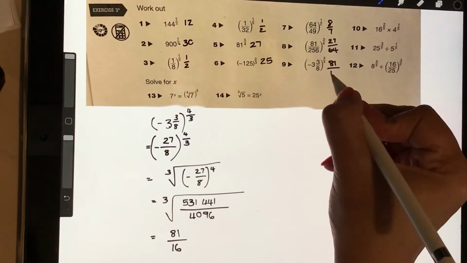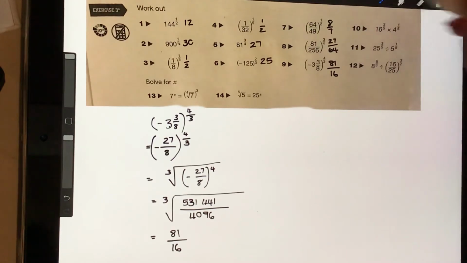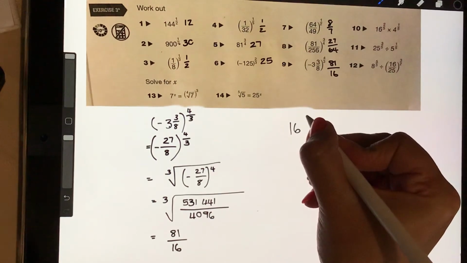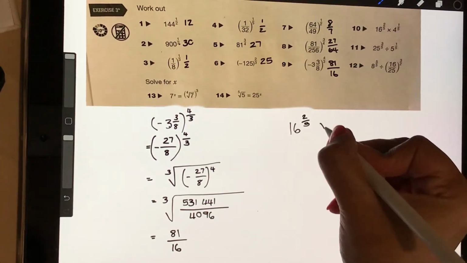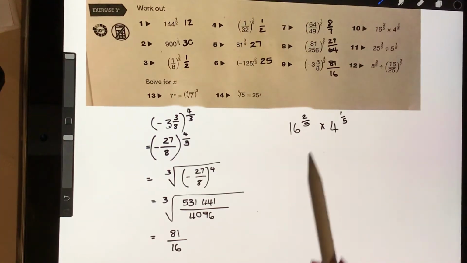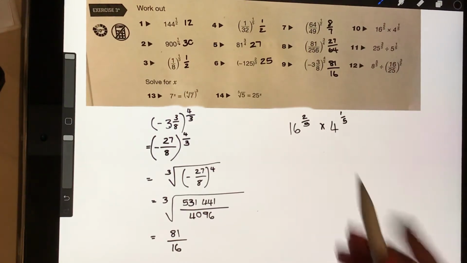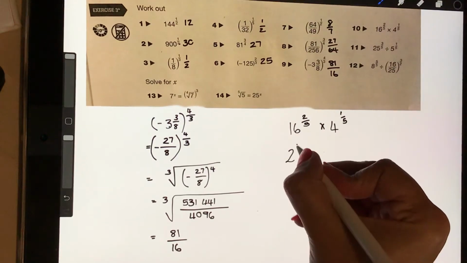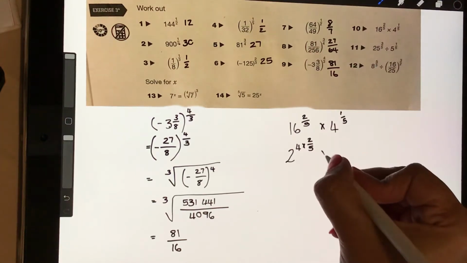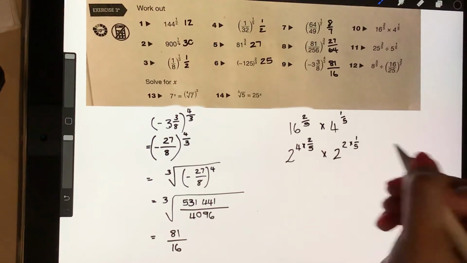81 divided by 16. Right, for number 10, we've got 16 to the power of 2 over 5 times 4 to the power of 1 over 5. Now in this instance, I would simply try to change the base number so that the base numbers are the same. So 16 will give me 2 to the power of 4 times 2 over 5, that fraction, times, and 4 is 2 squared, times 1 over 5.